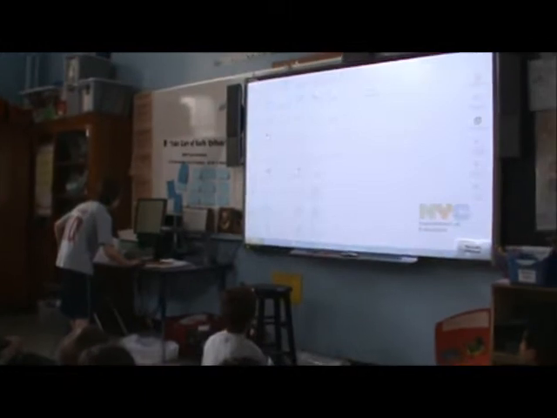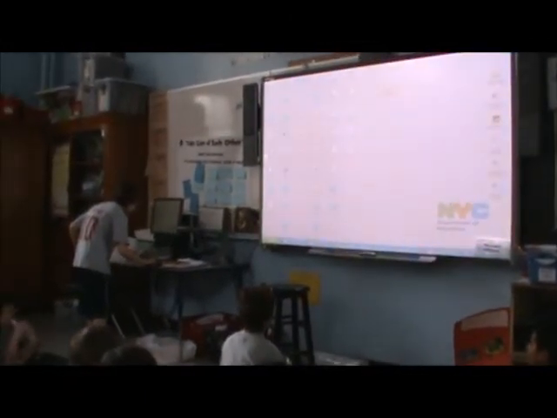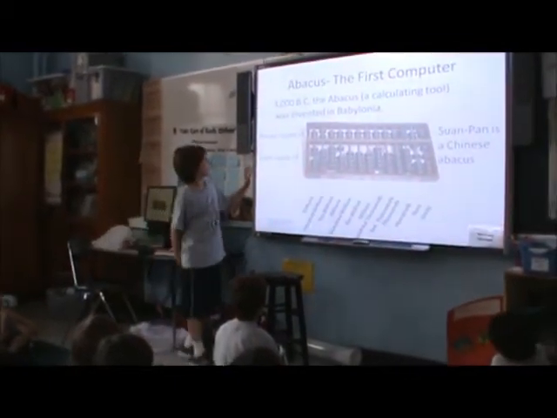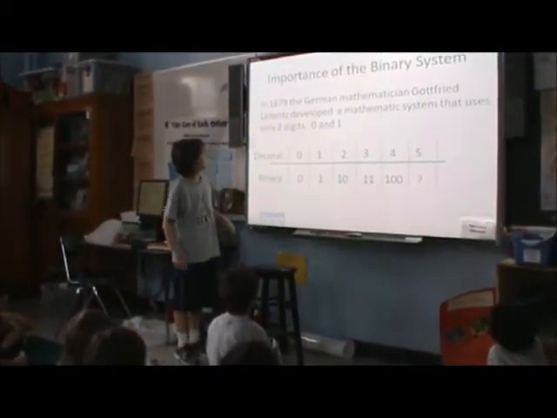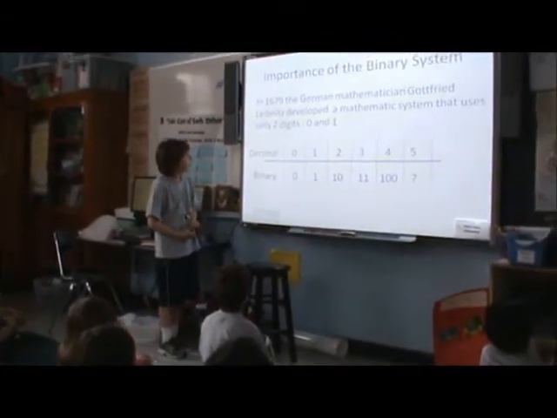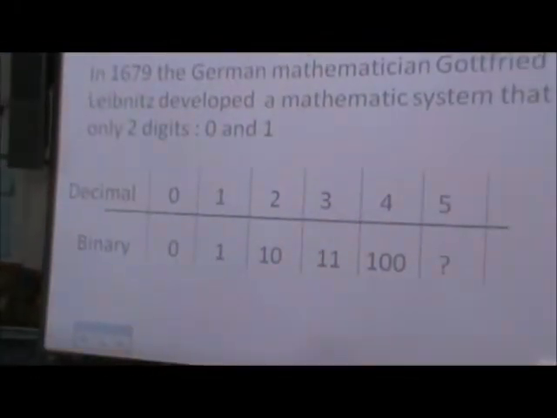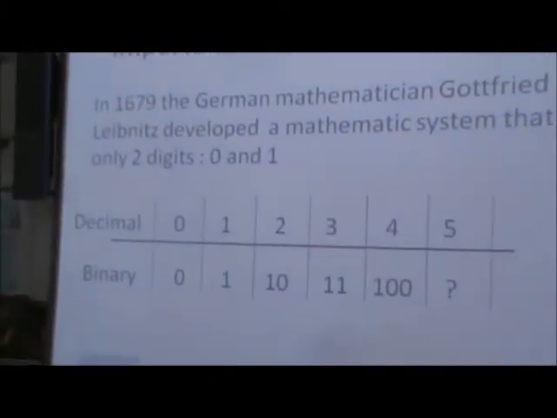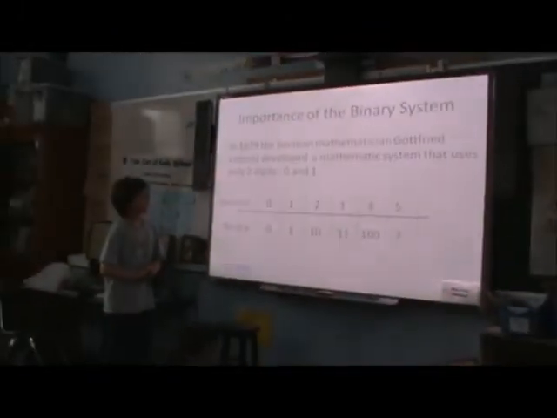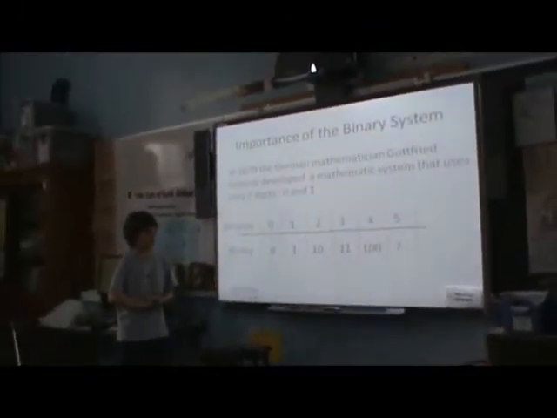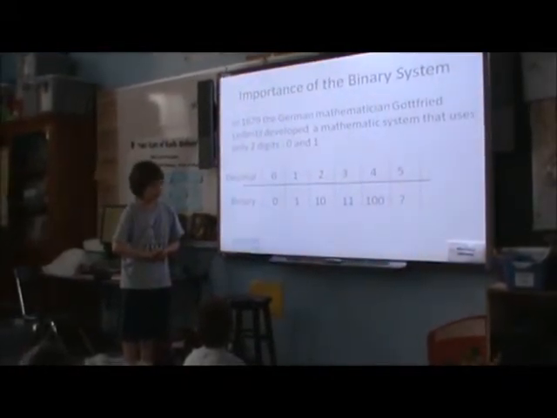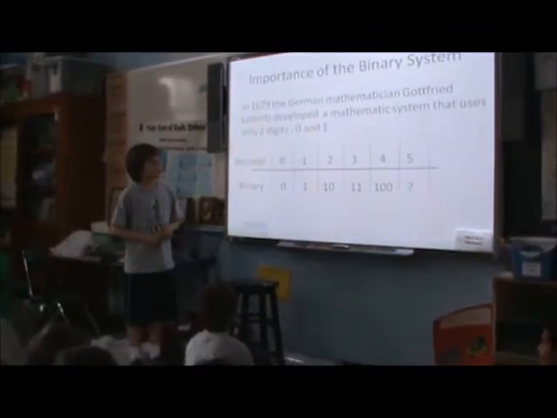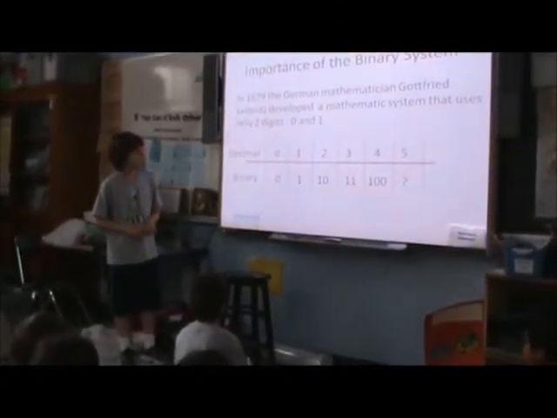So now that is the importance of the binary system. In 1679, the German mathematician Gottfried Leibniz developed a mathematical system that uses only 2 digits, 0 and 1.